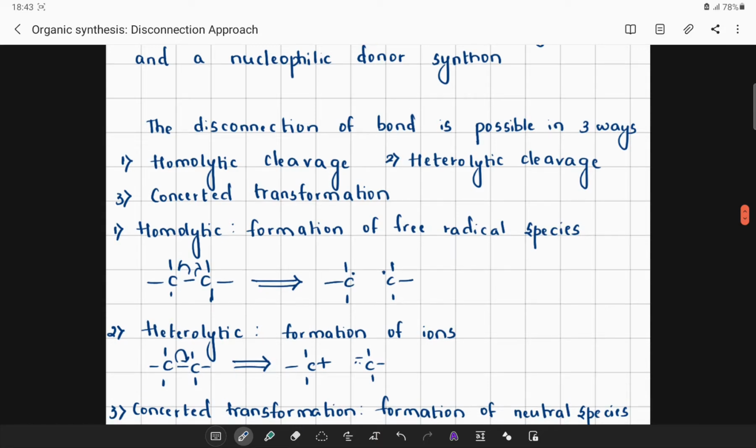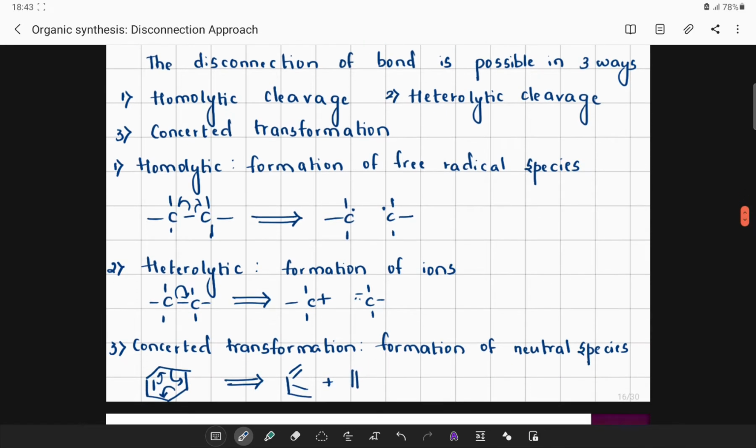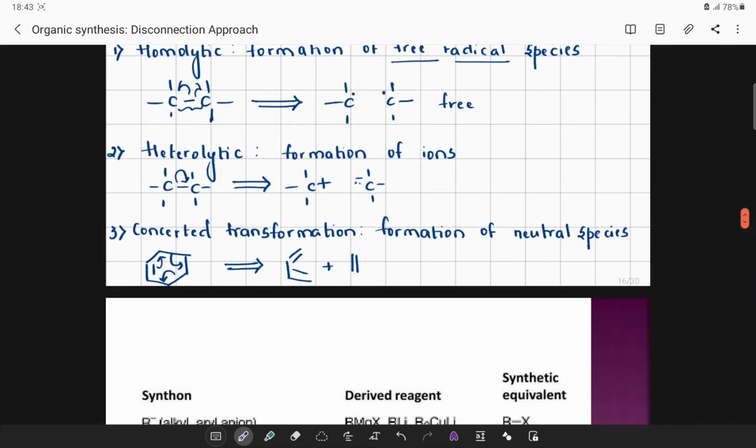Now, how does the disconnection take place? The disconnection of the bond is possible in three ways. One is homolytic cleavage, second one is heterolytic cleavage, third one is called concerted transformation. We need to now look into the details of this. When we say homolytic cleavage, that means there is a formation of free radical species. That means the bond is cleaved equally and we get free radicals. Such type of cleavage is called homolytic cleavage.